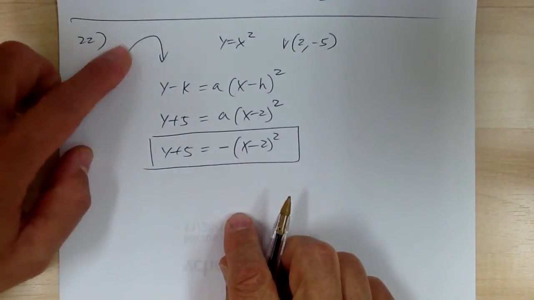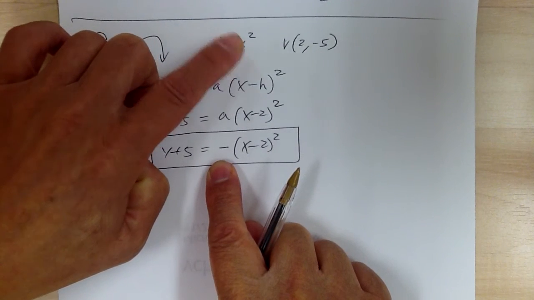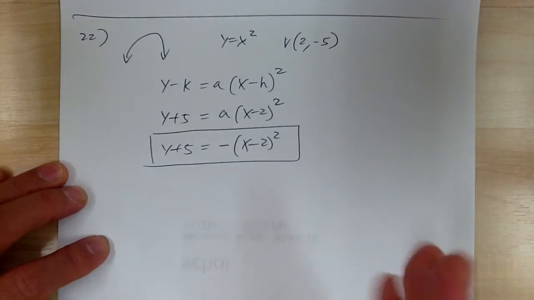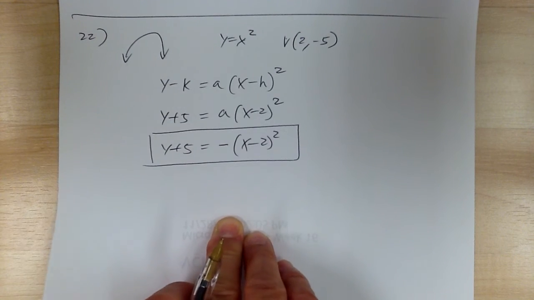So this tells you that it's going to be negative. This tells you it's 1. This tells you the shape, how stretched out it is. So you've got to understand all these parts.